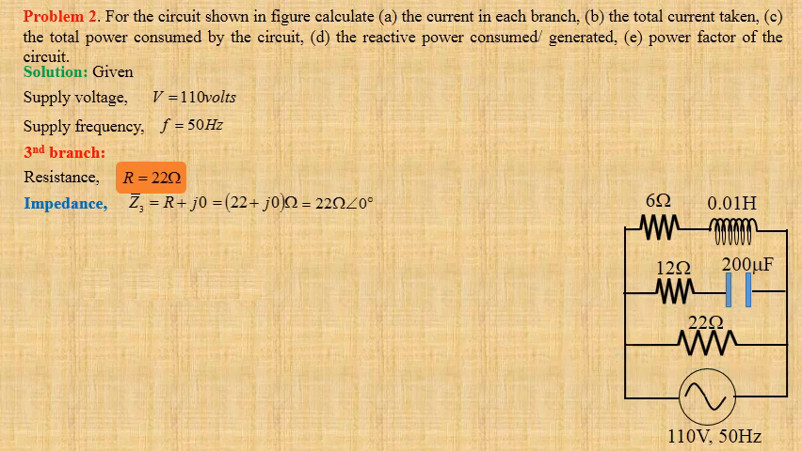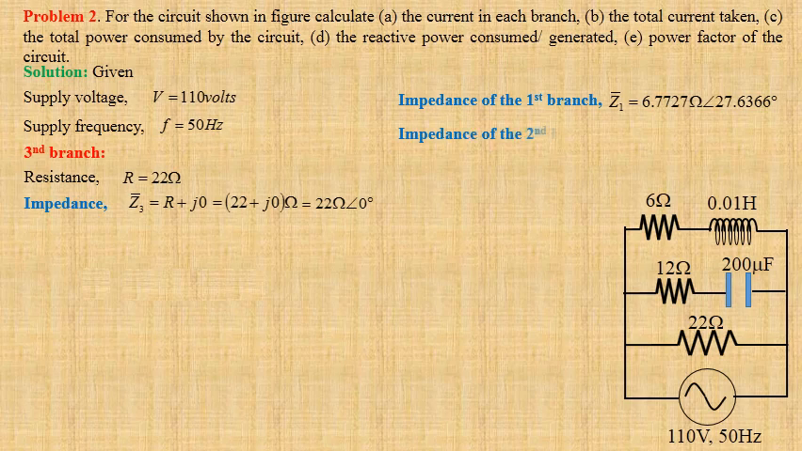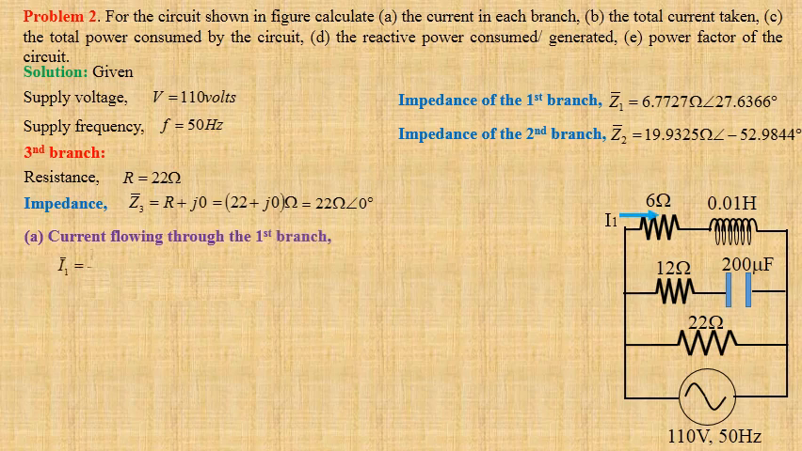We have computed impedance of the first branch. Z1 equals 6.7727 ohm at an angle 27.6366 degree. And impedance of the second branch, Z2 equals 19.9325 ohm at an angle minus 52.9844 degree. Let us now calculate current flowing through the first branch. I1 equals V divided by Z1.